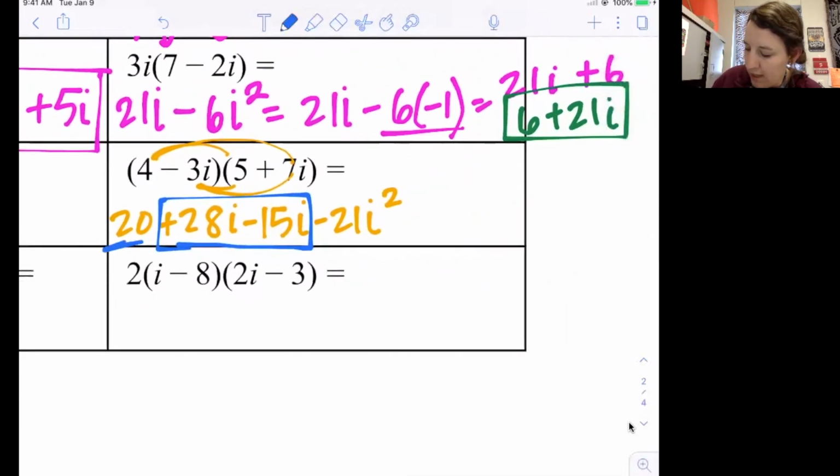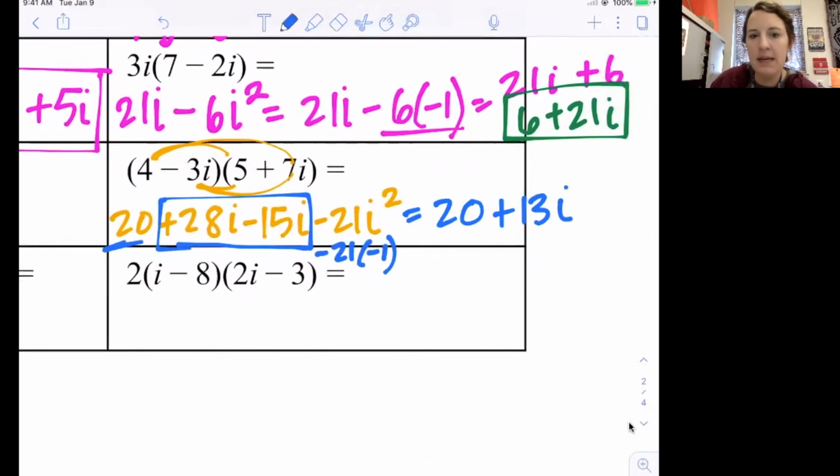So I'm going to start with this 20. So 20 plus 13i, because that's 28 minus 15. And then here, I have negative 21 times negative 1, because i squared, remember, equals negative 1. So negative times a negative gives me positive 21. And then I need to reduce down to my final answer. I'm going to combine together my constants, or my real numbers. I get 41 plus 3i.